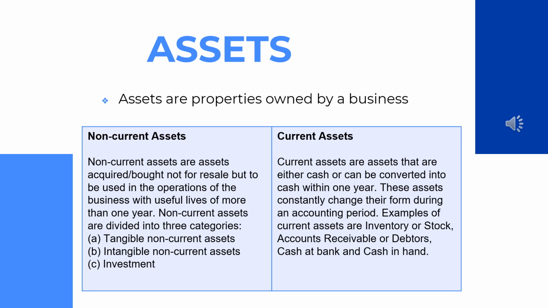And the next one is the current asset. Current assets are assets that are either cash or can be converted into cash within 1 year. These assets constantly change their form during the accounting period. The examples of current assets are inventory, account receivable, and also cash.